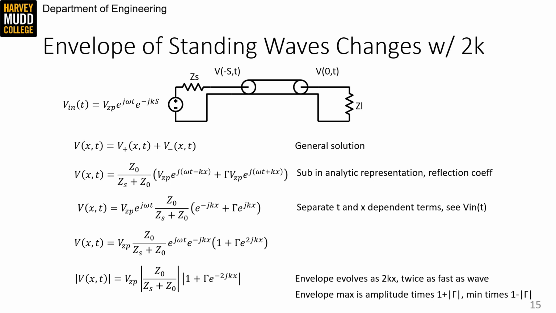As a final comment, we included the source divider in this expression, and the source divider could be complex if either Z_0 or Z_s has an imaginary part, but it's still just telling us how much voltage gets onto the line at x equals minus s.